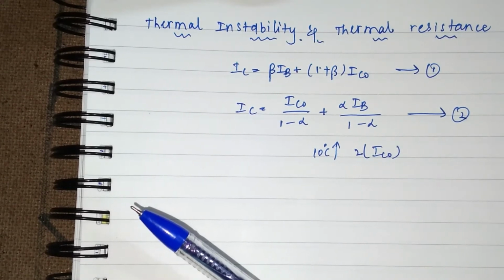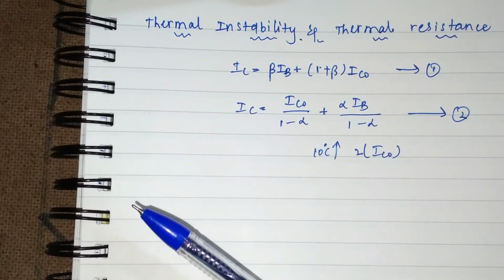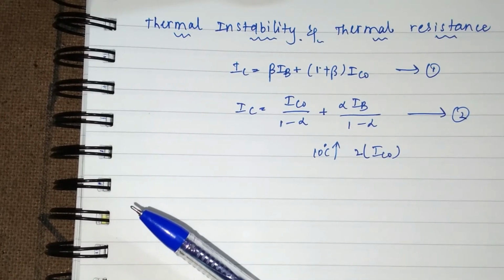In the compensation technique, temperature sensitive devices such as diodes and transistors are used, which provide compensating voltages and currents to keep the operating point constant.